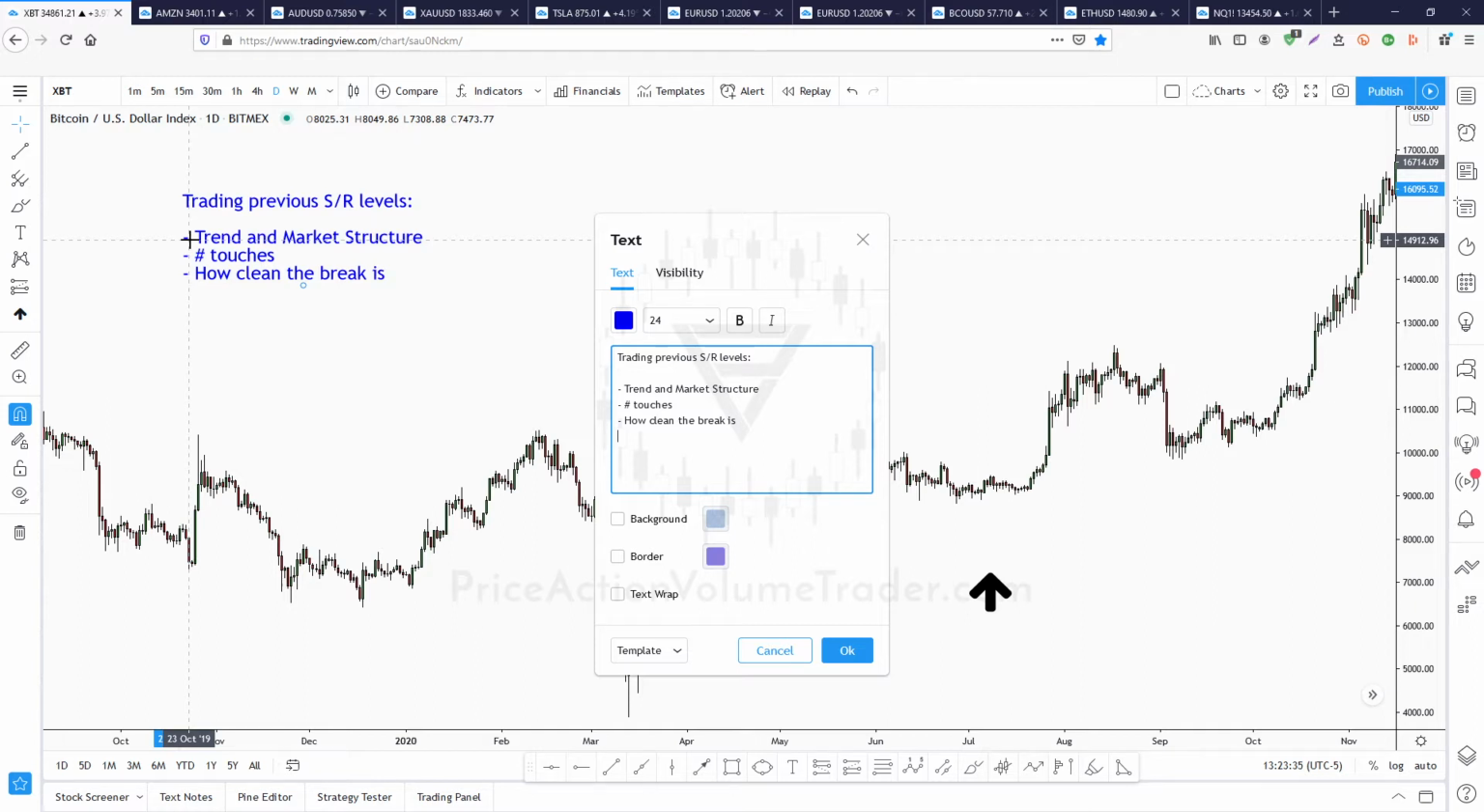The next factor we want to see is how clean the break is. This is important because if we have a level that we breach, but price just starts wicking back and forth on it before we take off, that sort of makes the level lose strength. And we're going to look over examples of that. Then we want to see the strength of the move away. We want to see a strong reaction when we break down from that level.